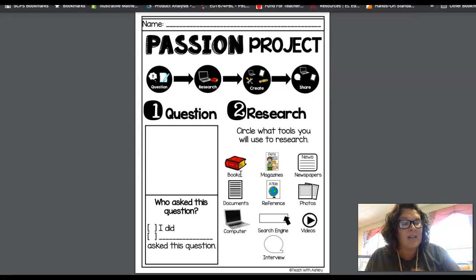So for today, this is all we're going to do. Tomorrow, I will be talking to you more about what the Passion Project will include and how you're going to do it. So make sure you have that topic chosen, make sure you have your questions asked, and that you know what type of research you are going to need to do.